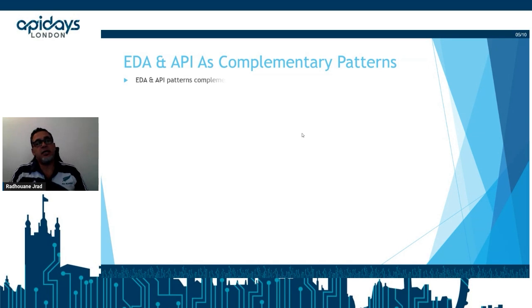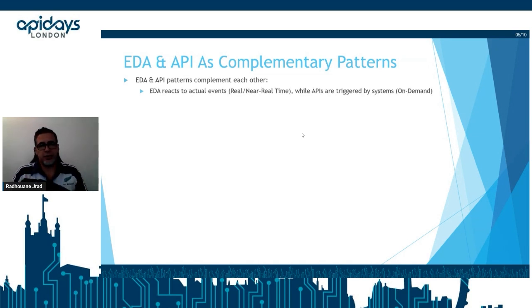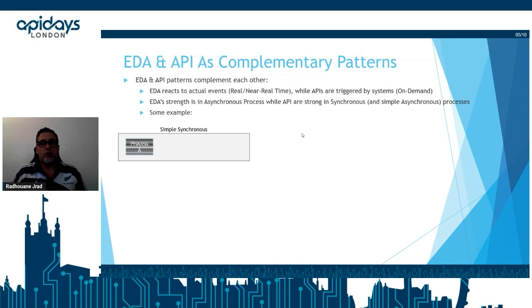So what makes them really complementary? First of all, as I stated 2 slides ago, one is a reaction to real-time or near real-time business events, and one is basically triggerable by other systems. EDA is strong in asynchronous, API is strong in synchronous, and simple asynchronous as well. So here we're going to go through examples.